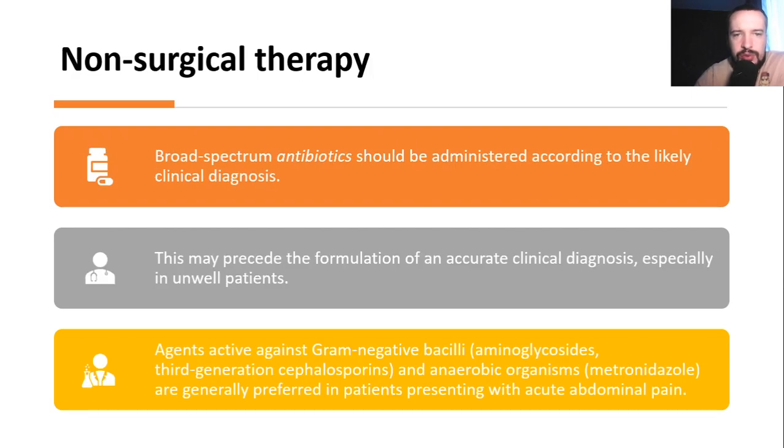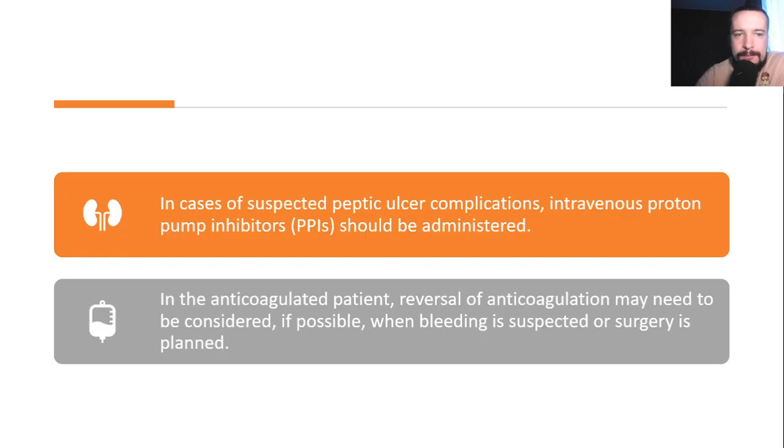Non-surgical therapy. Broad-spectrum antibiotics should be administered according to the likely clinical diagnosis. This may precede the formulation of an accurate clinical diagnosis, especially in unwell patients. Agents active against gram-negative bacilli and anaerobic organisms are generally preferred in patients presenting with acute abdominal pain. In cases of suspected peptic ulcer complications, intravenous proton pump inhibitors should be administered. In the anticoagulated patient, reversal of anticoagulation may need to be considered if possible when bleeding is suspected or surgery is planned.